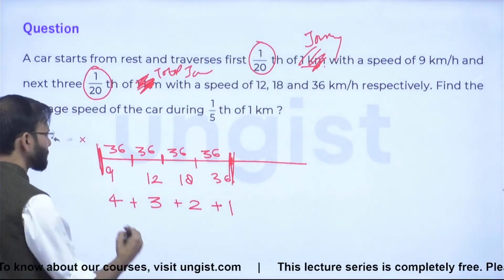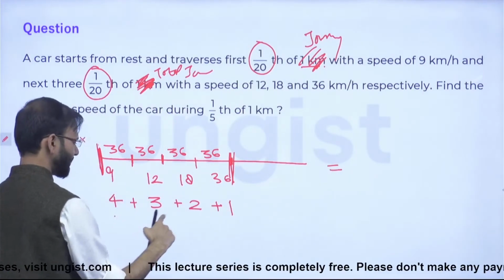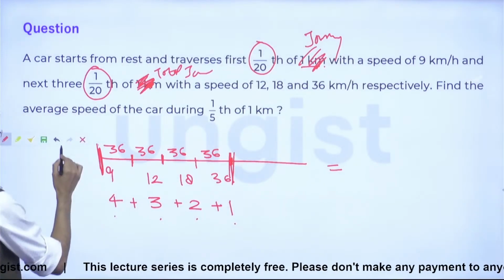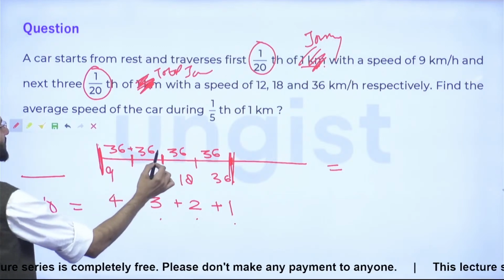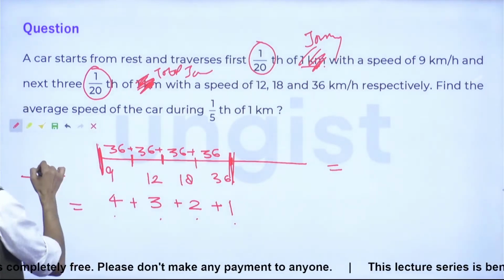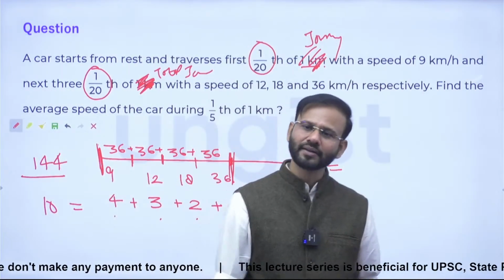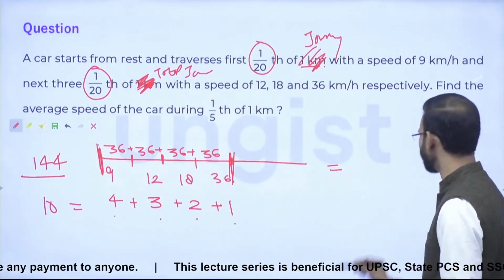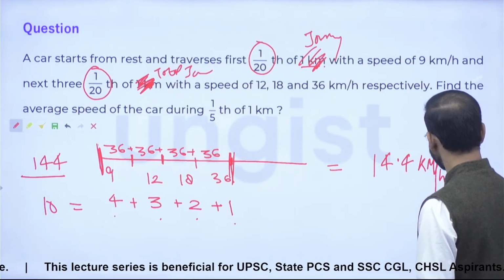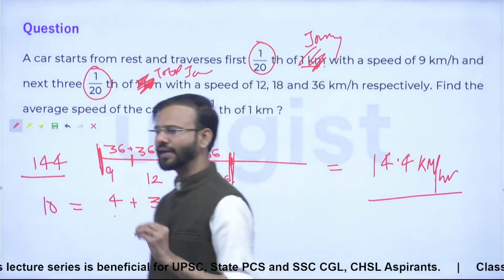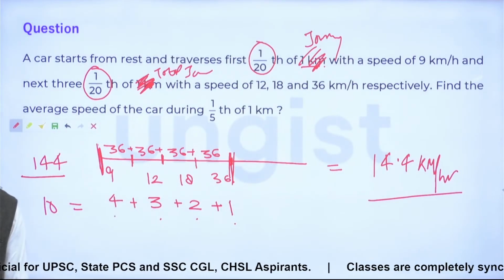So here the total time taken is 4 plus 3 plus 2 plus 1. What is this, guys? 10. And the total distance traveled is 36 plus 36 plus 36 plus 36, which is 144. So 144 divided by 10 is 14.4 kilometer per hour. Guys, any doubt, any confusion, any query? Everybody fine now?